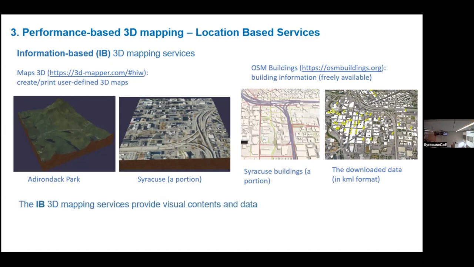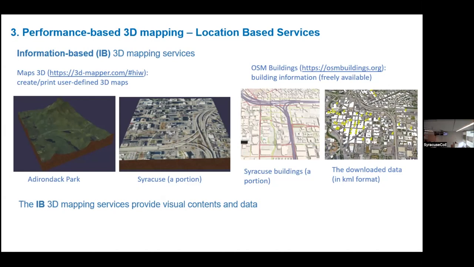So what's the point? An information-based service means these maps give you the visual content. You can see the Adirondacks, the highs and lows, the variations, right? You see the image of Syracuse. And here you see the 3D buildings for sure. You can download the data.